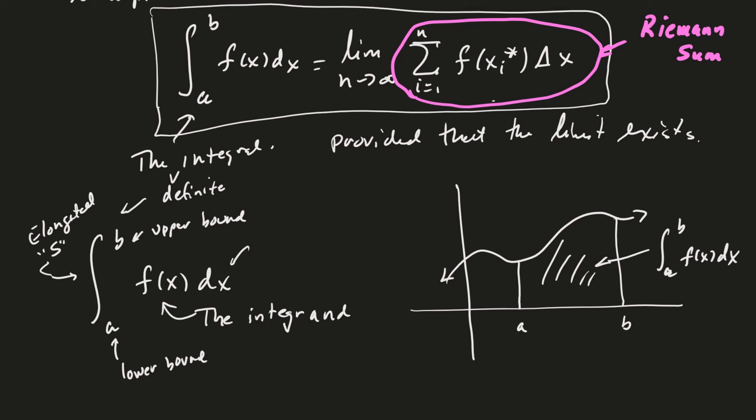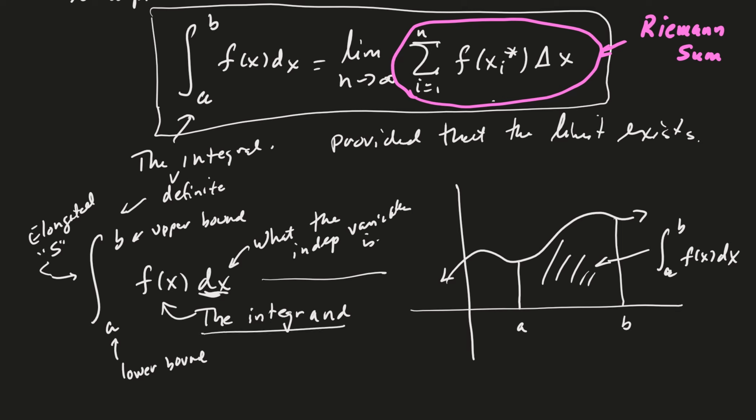And then a lot of people get a little bit sloppy and don't include dx. Please don't do that. You've got to include your dx term. This tells you what the independent variable is, because sometimes you'll have some other constants floating around in there, and so it's not always going to be clear what the independent variable should be.